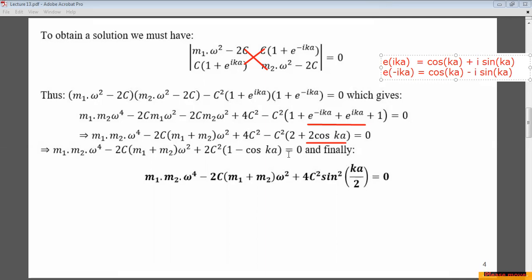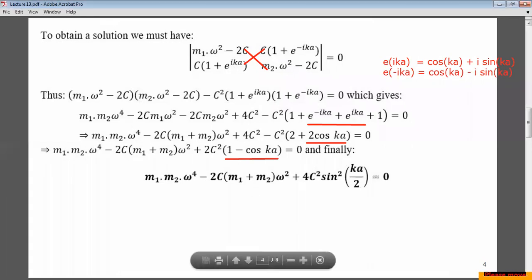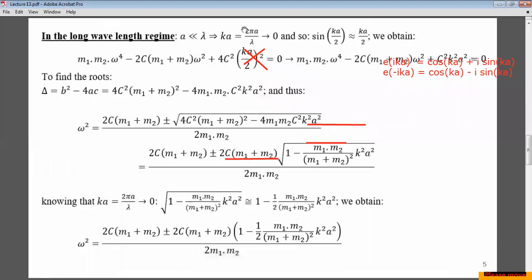And finally, instead of 1 minus cosine Ka, I will put 2 sine square Ka over 2. We have seen this before. So here I have 1 minus cosine Ka, I will put 2 sine square Ka over 2, and now I have this formula. And we're going to take the long wavelength regime again, that is a much less than lambda, or Ka is going to 0.